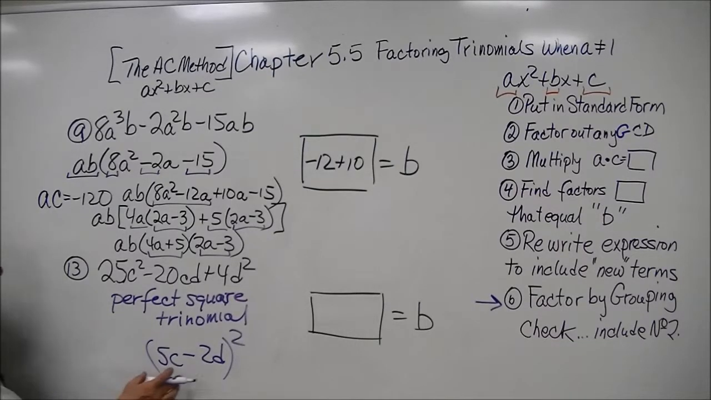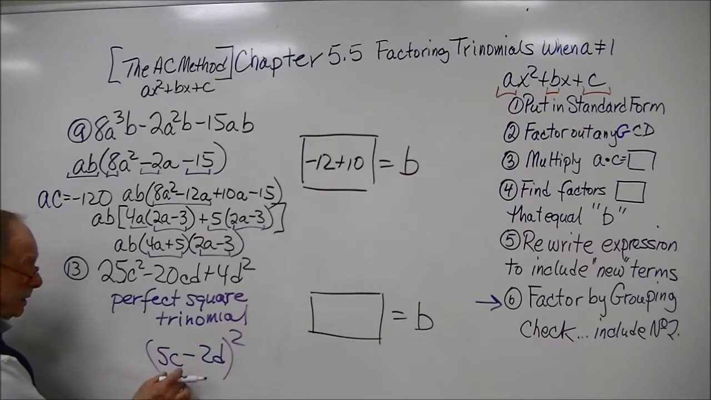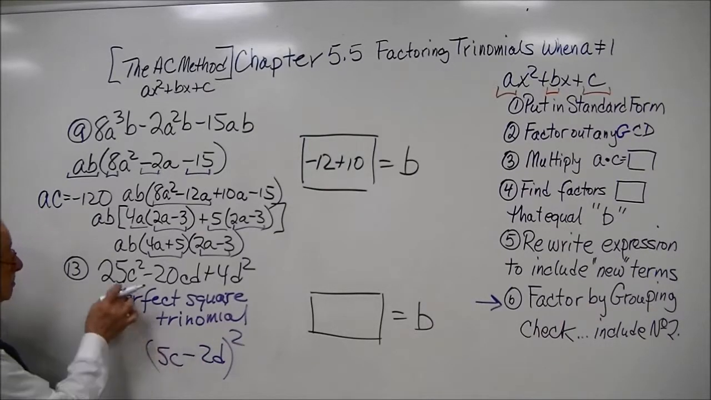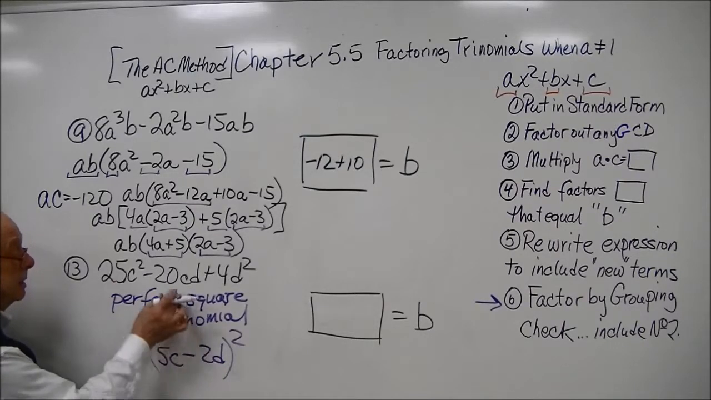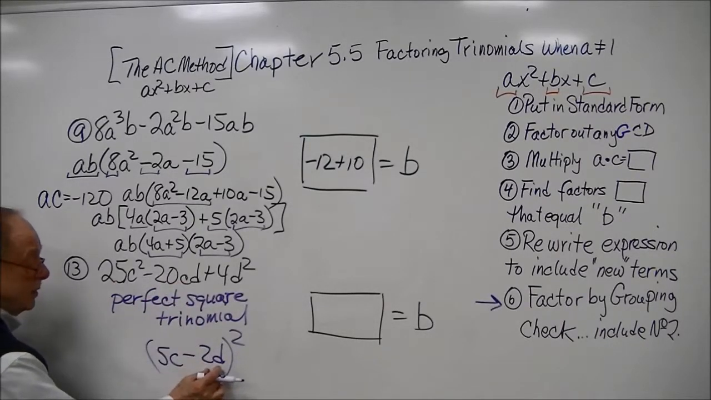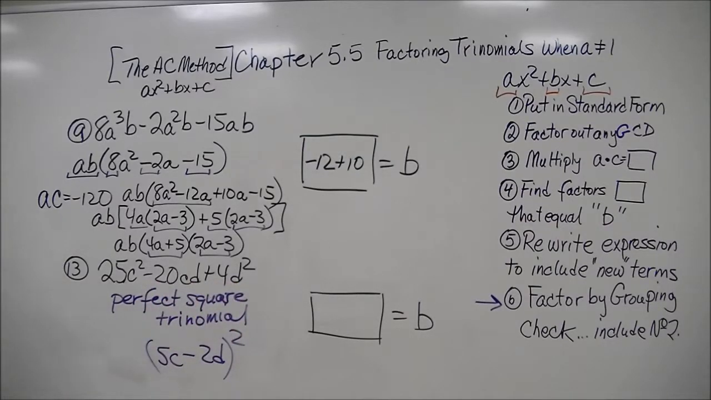So if you multiply this binomial using that special technique, square this term, multiply these 2 terms together and double it, square this term, and that's the answer.